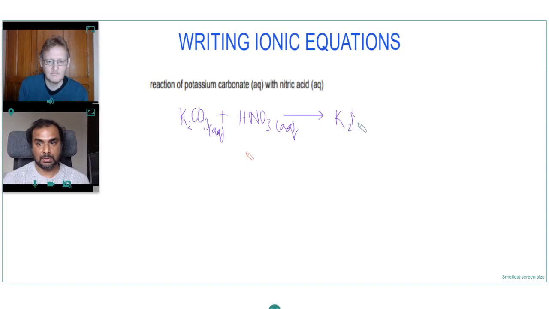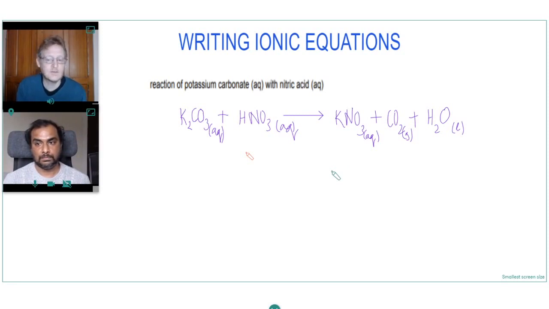same. Potassium nitrate, no, not K2. Potassium nitrate, so I can edit this in, plus carbon dioxide plus water, liquid, gas, aqueous.